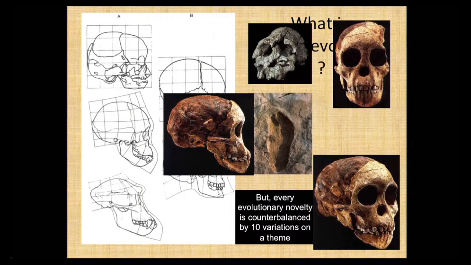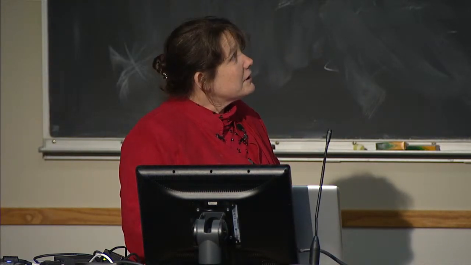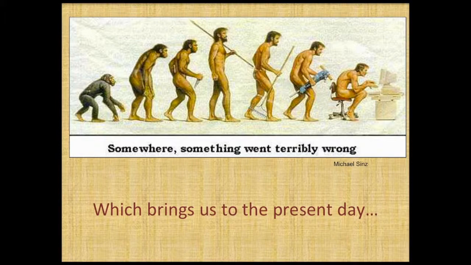So you do have evolutionary novelties, but they don't come in the form of goat boys. They come in the form largely of variations along already established developmental sequences. So you may have evolutionary novelties, but every novelty is balanced out by 10 or even 100 variations on a theme: evolutionary adaptation, radiations. And after we got going along this trajectory, at some point, somewhere, something went terribly wrong. So says Michael Soulé. So that brings us up to today. Thank you very much.